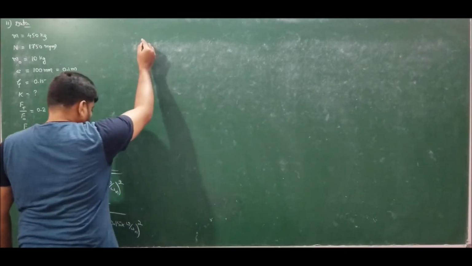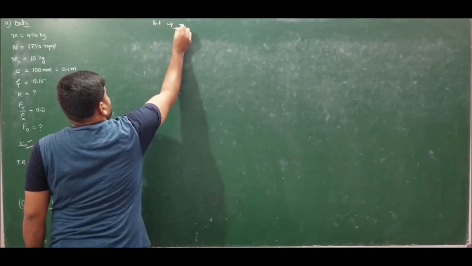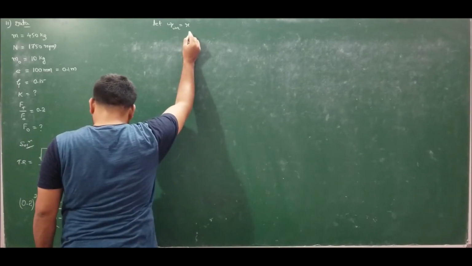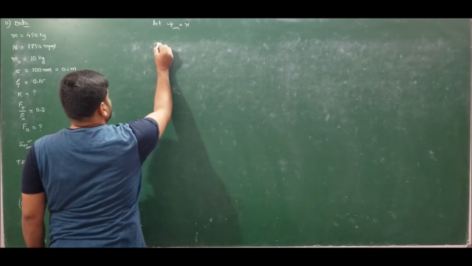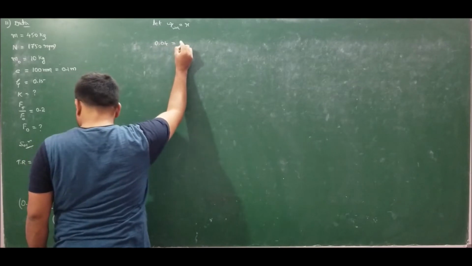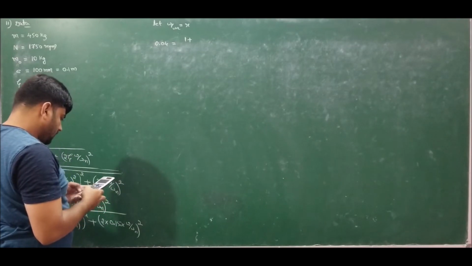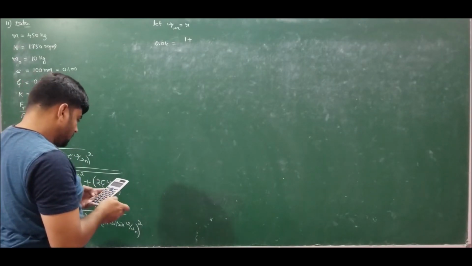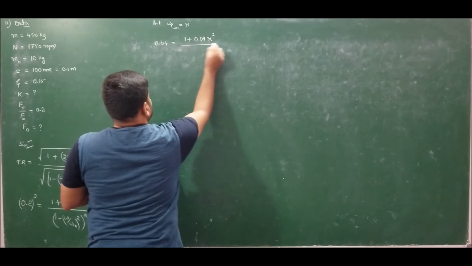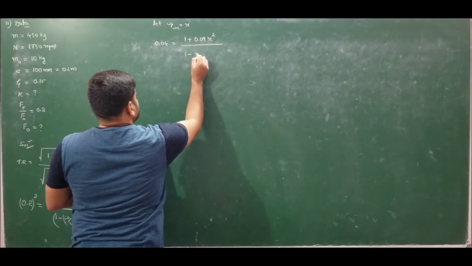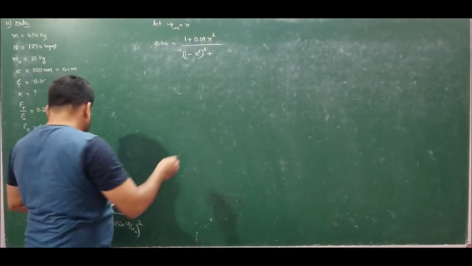Hence let me solve this properly, for which let me take the frequency ratio omega by omega n as R. If I take omega by omega n as R, I will get 0.2 square, which is 0.04, is equal to 1 plus 2 into 0.15 square, which is 0.09 R square, divided by (1 minus R square) whole square plus, this is already known, right?